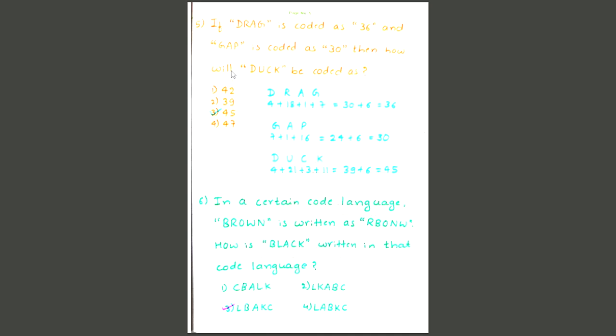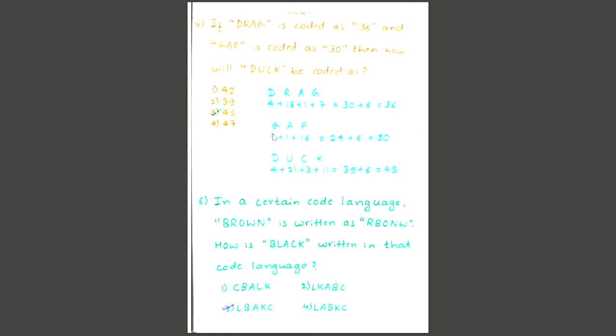Then the fifth one. If drag is coded as 36 and gap is coded as 30, then how will duck be coded? Here drag is coded as 36. How it is written means D is the fourth letter, so 4, R is the 18th letter, 18, A is the first letter, 1, G is the seventh letter, 7. We are adding these numbers, we get 30. We are adding 6 to this 30, we get 36.